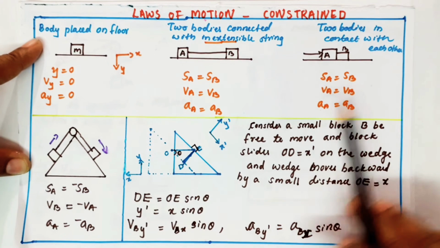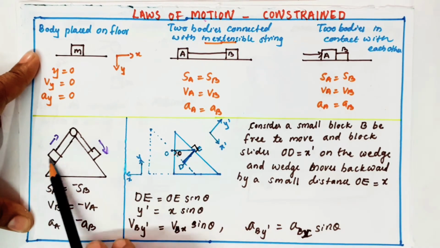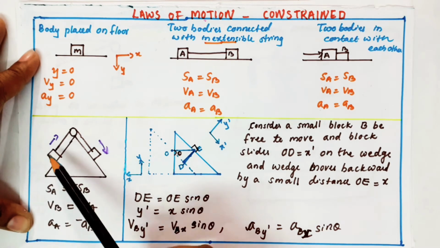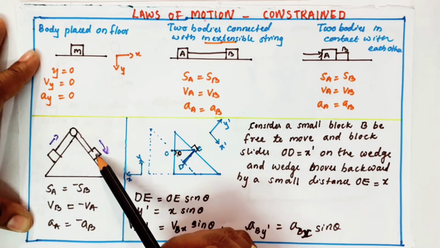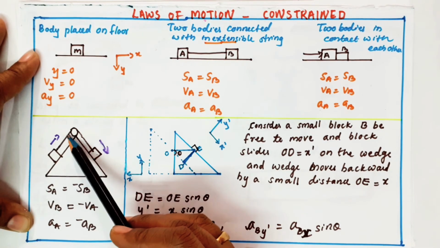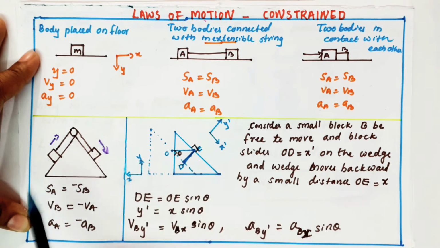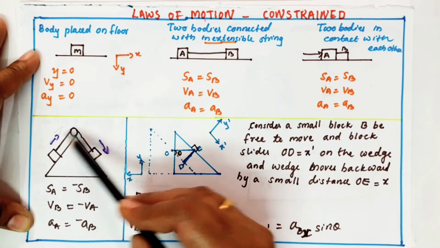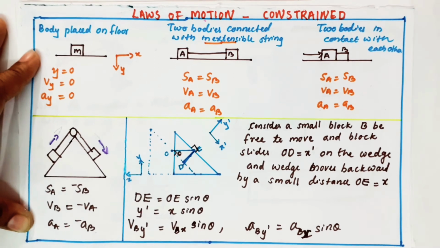Clear? Then the next case is two bodies placed on two inclined surfaces. In this case, you can understand that if this body's weight is more, this body will come down and indirectly this body will go up. So it means that the displacement of A is opposite to the displacement of B. And the velocity of A and velocity of B may be equal but oppositely directed. Acceleration also is like this, because if one is going up, the other one is coming down.